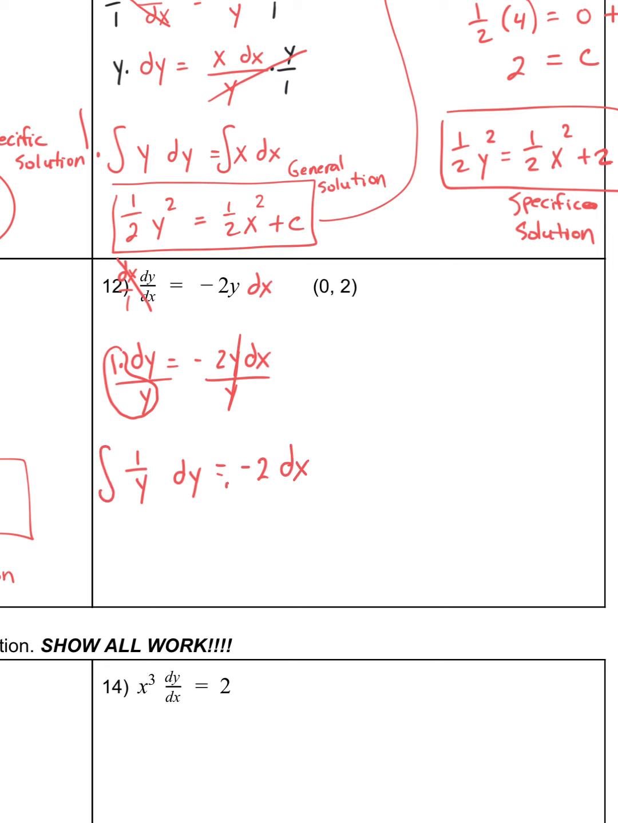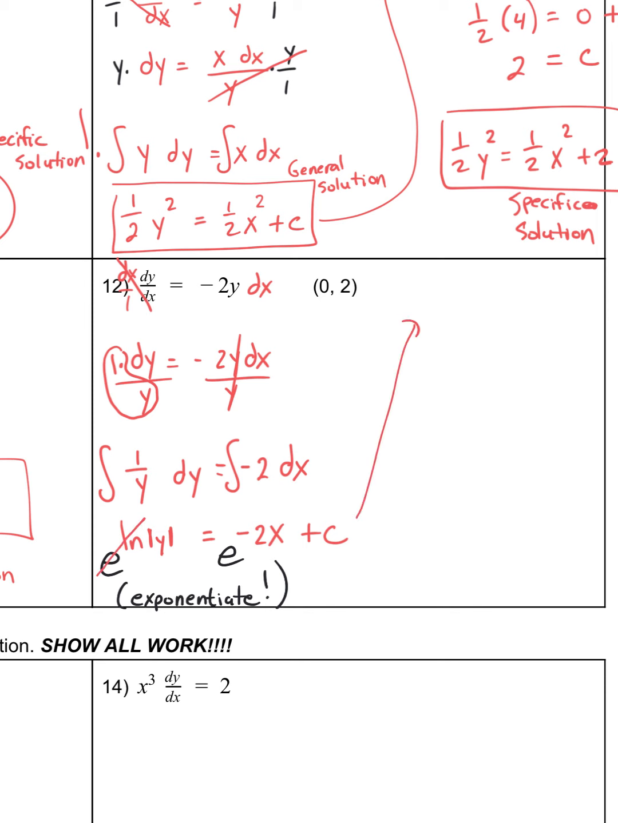All right, now I integrate, take the antiderivatives. The antiderivative of 1 over y is ln of the absolute value of y. On the right, the antiderivative of negative 2 is simply negative 2x to the first over 1. So negative 2x plus c. All right, now remember, I can't have ln here. So now we exponentiate. We make e the base on both sides. Again, that is called exponentiating. That allows us to cancel this out.